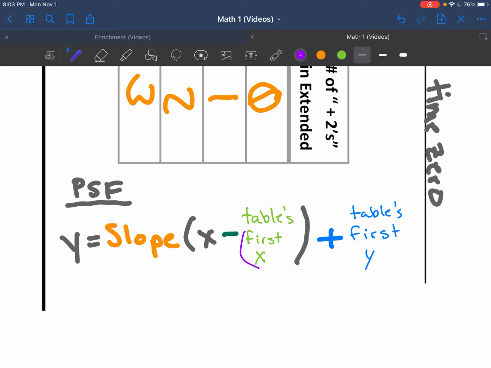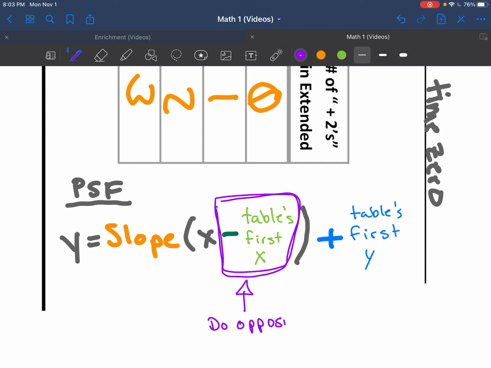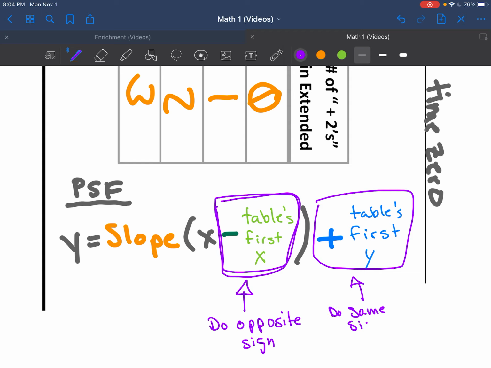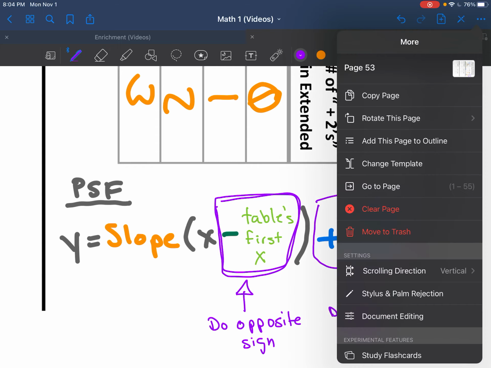See how it says first x here? So the first x, all of this, if it's a liar, that means in math, we do the opposite, right? In this case, we do the opposite sign. So the first x is a liar, so we do the opposite. But our first y, they're pretty cool, so we can do the same sign. They're cool. But that first x, thinking those bad thoughts from way back from your first ex, in math, we do the opposite sign. Okay? So that's a good way to remember this.